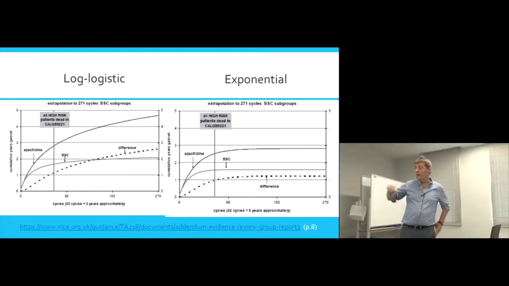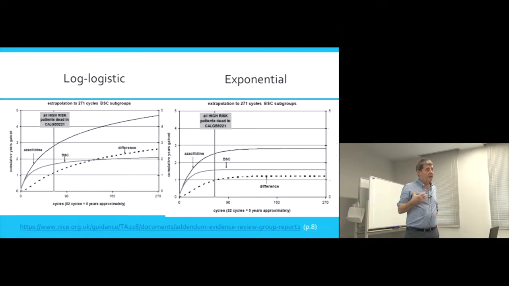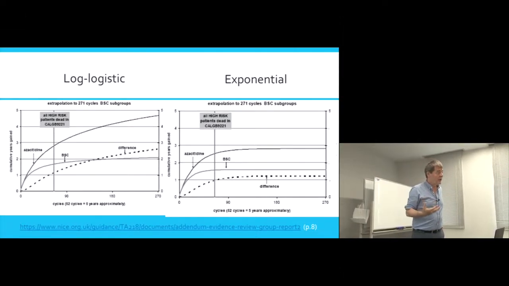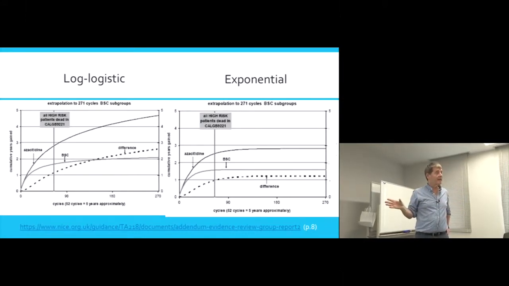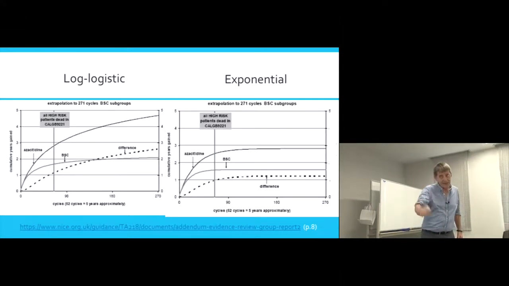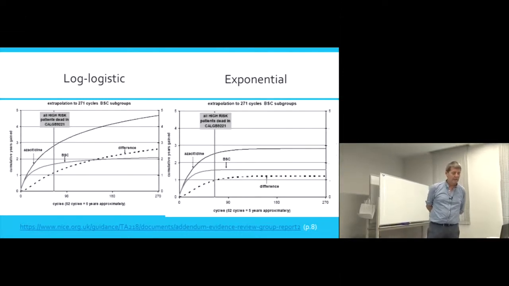Now, this difference, this dotted line, is going to be the main driver of a difference in QALYs between those who get best supportive care and those who get azacitidine. We haven't allowed for the quality adjustment yet. We haven't allowed for what health state the patients are in, but a main driver of the quality difference between those who get best supportive care and those who get azacitidine, these life years are going to be the main driver.